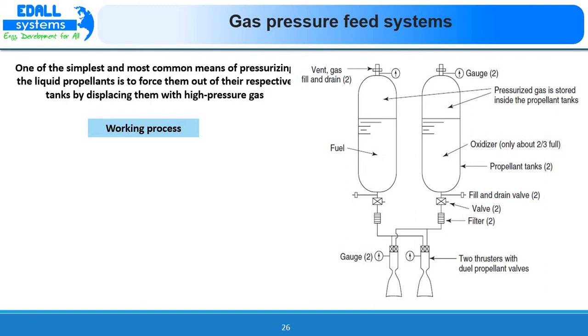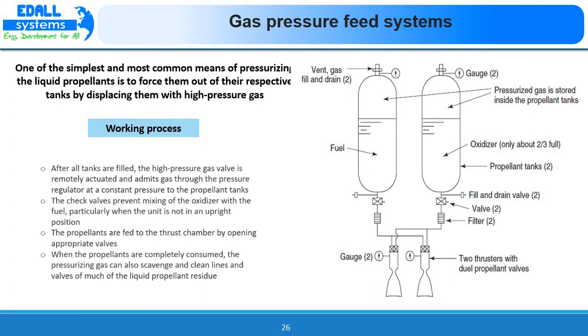The pressurized gas is stored inside the propellant tanks at a certain level. So the main objective of this gas pressure fed system is to force the liquid propellants out of their respective tanks to the thrust chambers by displacing them with the high pressure gas. So you'll see the working process, that is how it happens.